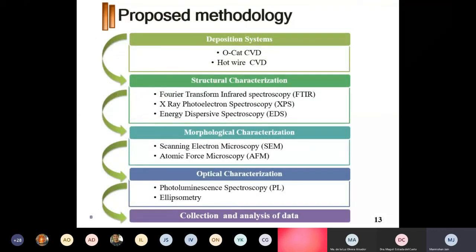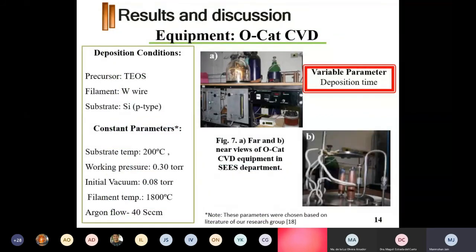First, I will use the deposition systems of OCAT CVD and hot wire CVD. And then I need to do various characterizations for structural, morphological, and optical study, and then collect and analyze the data. So here, firstly I will discuss the results of the OCAT CVD deposited thin films.